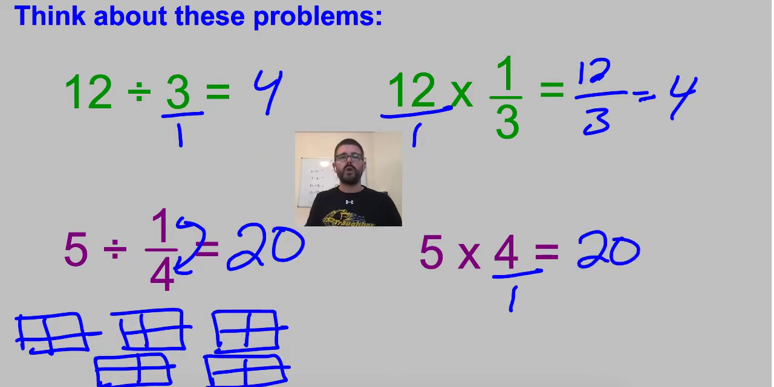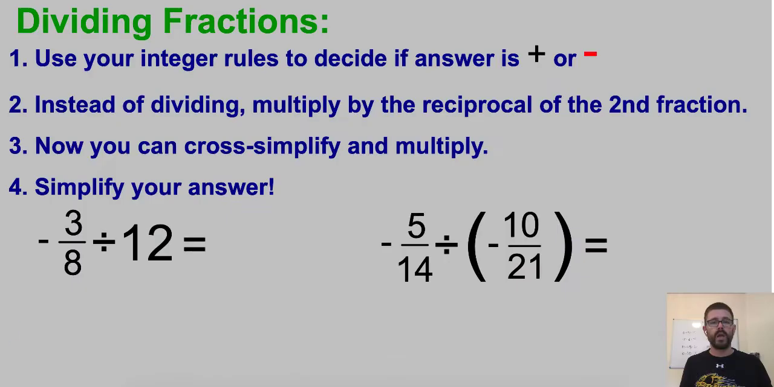So if you remember from 6th grade, the whole idea of dividing is instead of dividing by our fraction, we're going to multiply by its reciprocal. We're going to flip that second fraction upside down. So go ahead, put that into your notes. You'll see that it's numbered 1, 2, 3, and 4. So jot down these 4 steps. I'll give you a minute. Go ahead and pause. And then when you're ready, hit play, and we'll go on to those next problems.